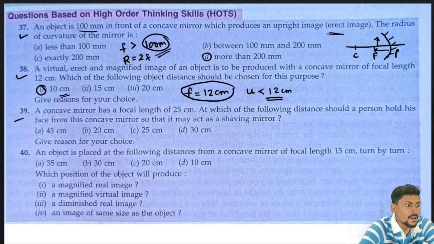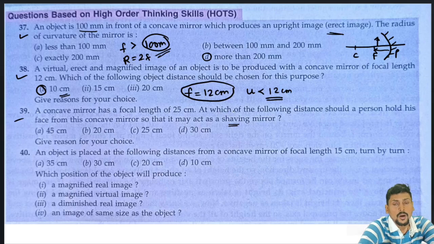Next question. A concave mirror has a focal length of 25 centimeter. At which of the following distances should a person hold his face from this concave mirror so that it may act as a shaving mirror? In a shaving mirror you can see the magnified image of your face. Magnified image means you can see the virtual, erect and magnified image. So if we want to use a concave mirror as a shaving mirror, then it must produce a virtual, erect and magnified image.